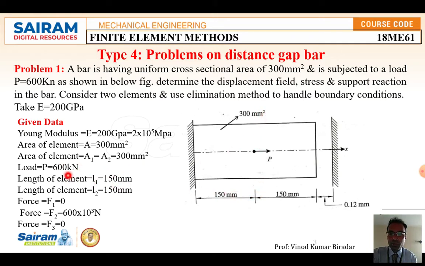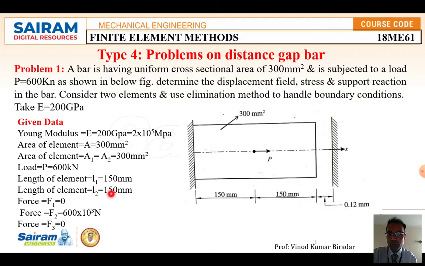Load P at exactly the middle, at node number 2, is equal to 600 kilonewton. Length of element 1 is equal to 150 and length of element 2 is equal to 150. Suppose if they had given 300, you would have to divide it and consider half of that. So length of element 1 is 150 and length of element 2 is 150, and force F1, which is fixed, consider 0.